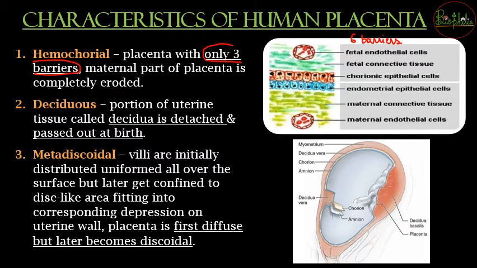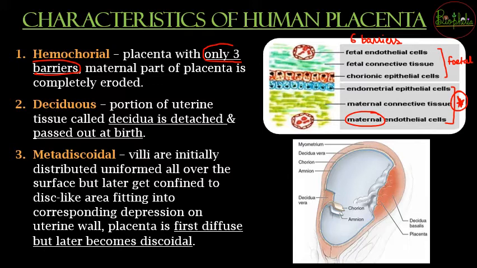So fetal endothelial cells, fetal connective tissue, chorionic epithelial tissue, these three are going to be the fetal part. And the endometrium epithelial cells, maternal connective tissue, maternal endothelial cells, these are going to be your maternal part of the placenta. So maternal tissue, यानी ये जो नीचे के tissue है, these tissues are going to get eroded, whereas the fetal part of the placenta is going to be intact. So that is the type of the hemochorial placenta which is found in the humans.